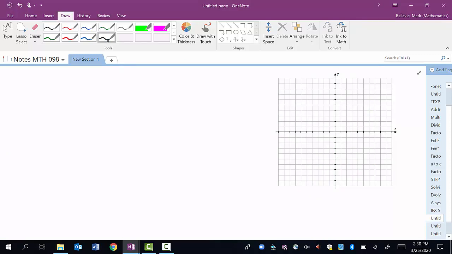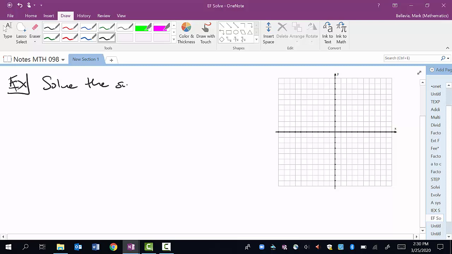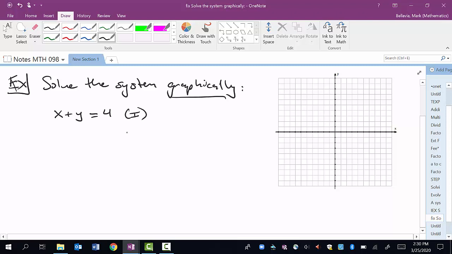Okay, so the next example we'll look at, again, the directions will say solve the system graphically. Graphically is important there because it means you want to draw both lines, or graph both lines. And the first equation, x plus y equals 4, that's equation 1. And the second equation, I'll say, is 2x plus 2y equals 0, which I'll label equation 2.